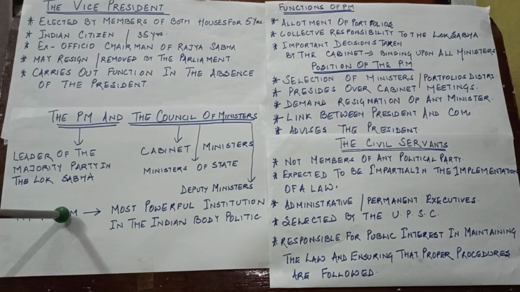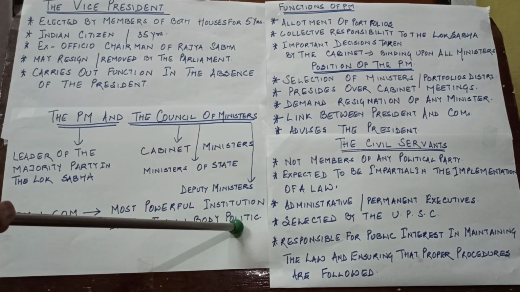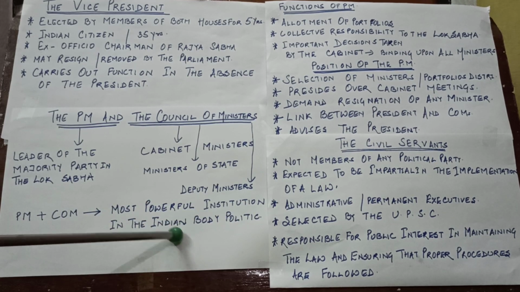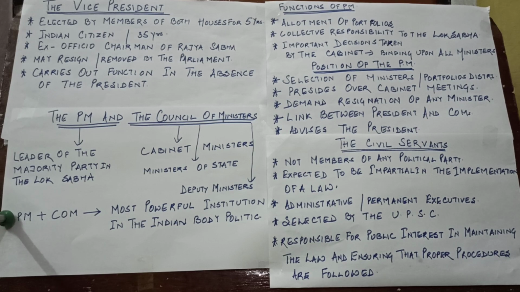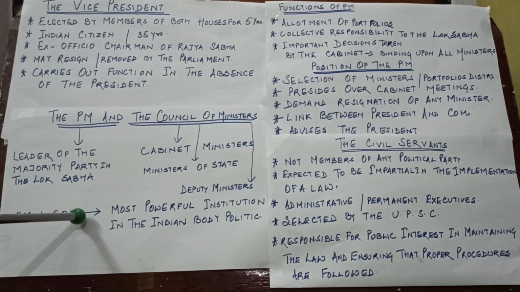The Prime Minister and the Council of Ministers, they are the most powerful institution in the Indian body politic. That means that the Prime Minister and the Council of Ministers, they are the real executive. They are the ones who are running the country.